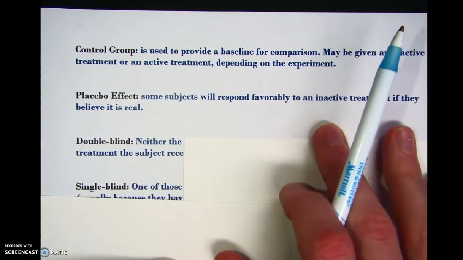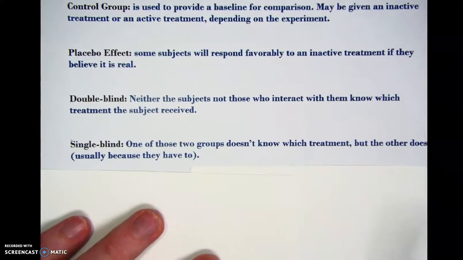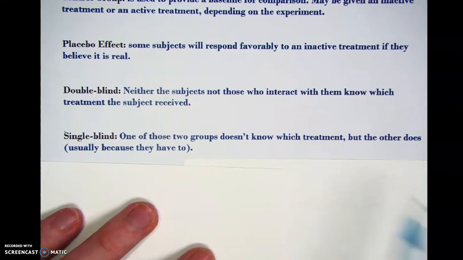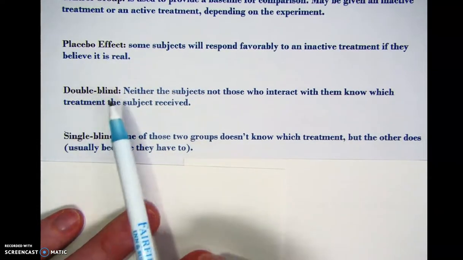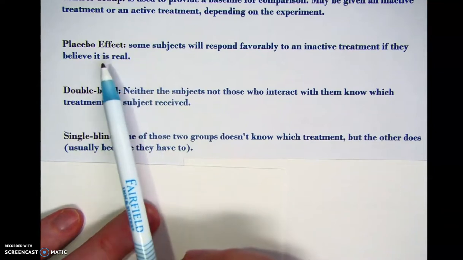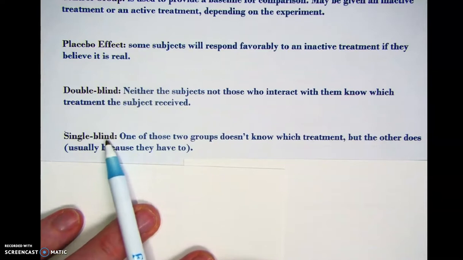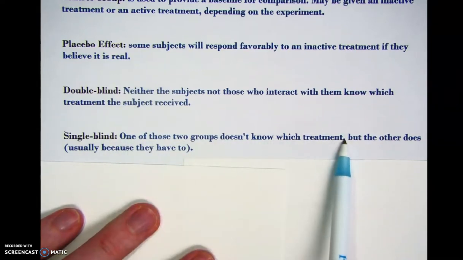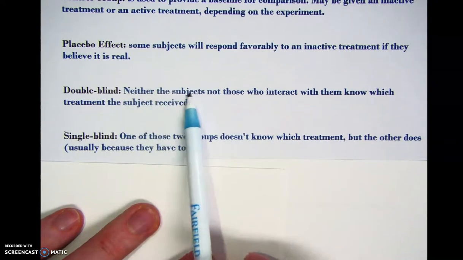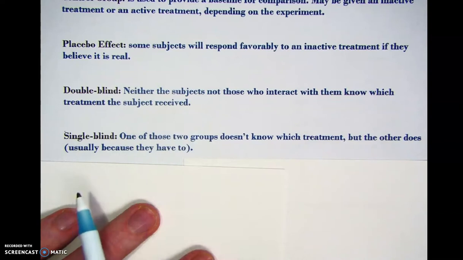And this ties into our next two definitions. We want our subjects to be blind to which group they are in. In an experiment, we're not telling them what group they're in, whether they're in the treatment group or the placebo group. Single blind, if we go out of order here, would mean that one of the two groups doesn't know which treatment they get. Double blind is when neither the subjects nor those that interact with them know which treatment the subject received.